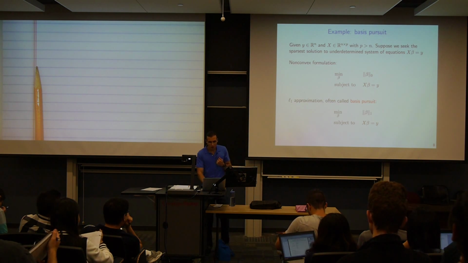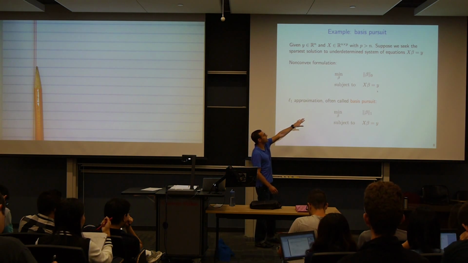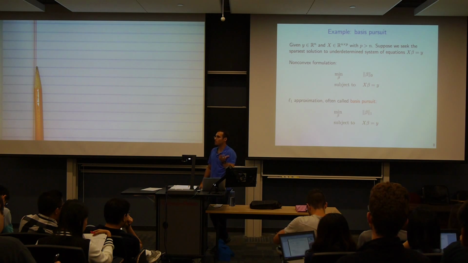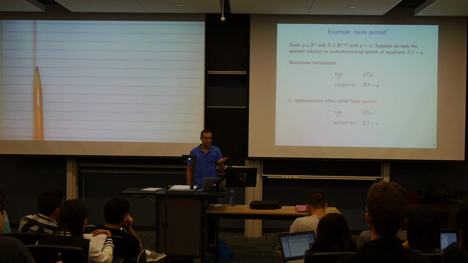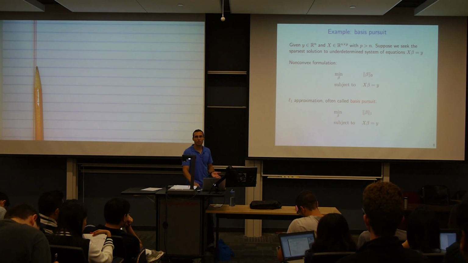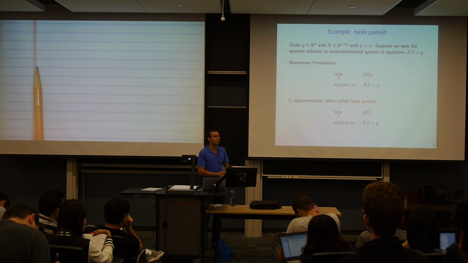Let's think about solving a linear system of equations, so x beta equals y, where beta is the variable, and asking for a sparse solution. In order for this to be interesting, we're going to assume that the system is underdetermined, so there are multiple solutions. We want to find a sparse one.